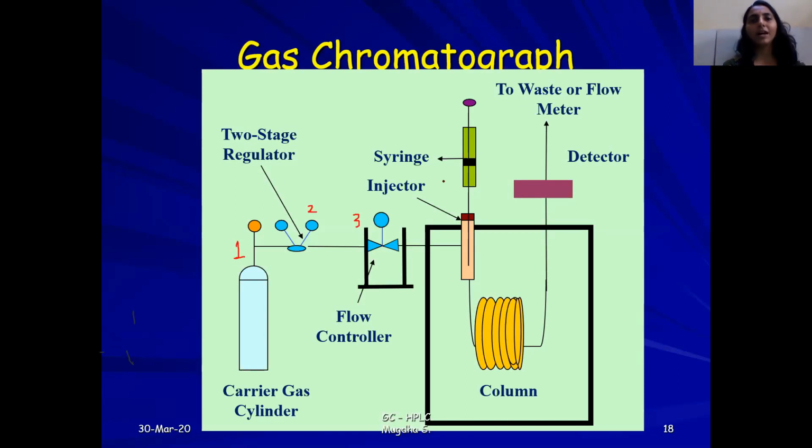Then the next part that you have is the syringe and the injector. That means how you are going to place the sample into the column. Then you have the chromatographic column. Column is basically nothing but a coiled large tube through which the sample will be passed along with the carrier gas. And then you have the detector. So these are the various components of a gas chromatograph. We'll have to see each component in detail.